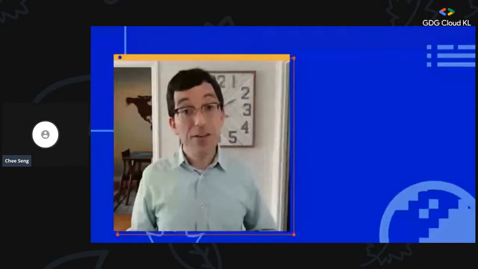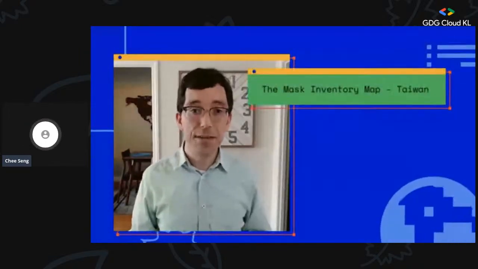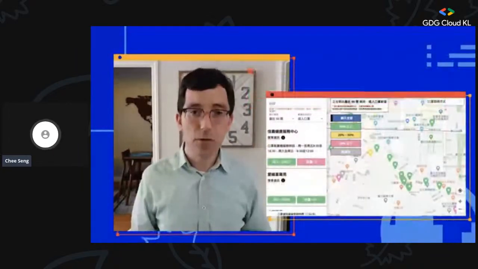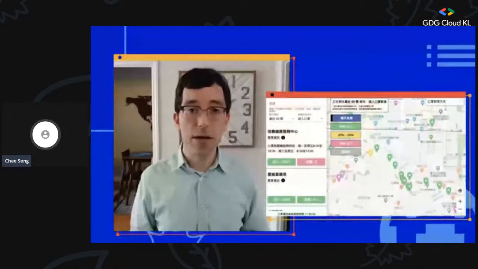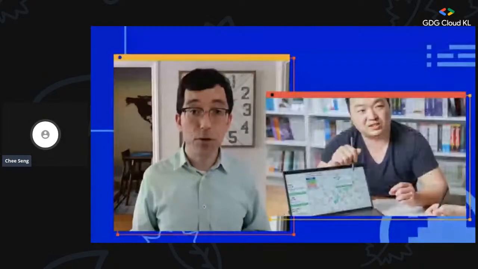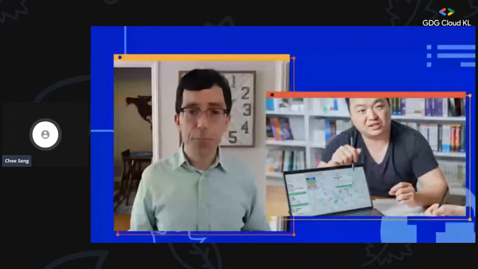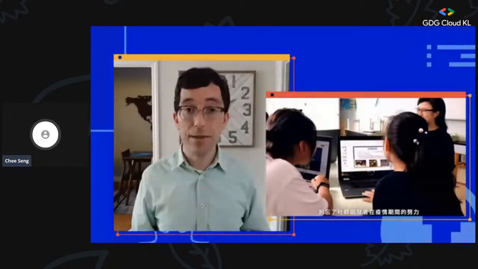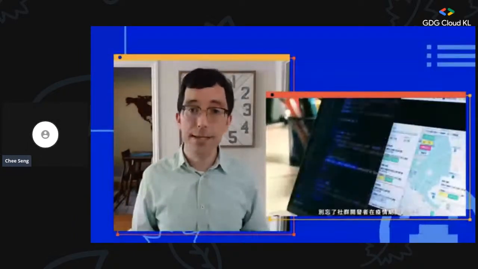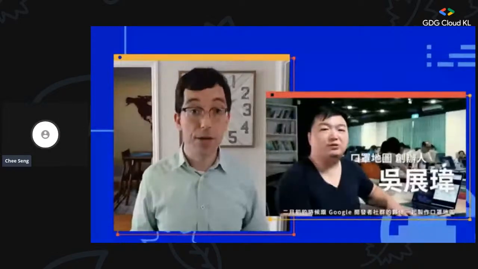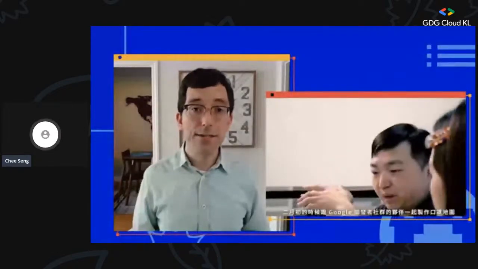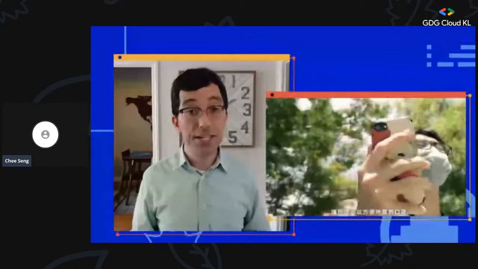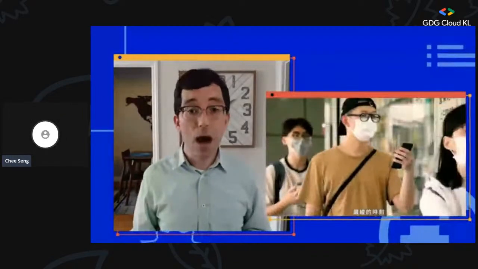In Asia, GDG Tainan initiated the mask inventory map at the start of COVID-19, which crowdsources mask inventory from local store data, combining it with the Google Maps API. The project was so popular that it caught the attention of Taiwan's government, inspiring them to publish public data APIs on mask inventory, managed by the government. Taiwan's digital minister has since encouraged the GDG Tainan chapter to create more than 100 different apps to help the local community.